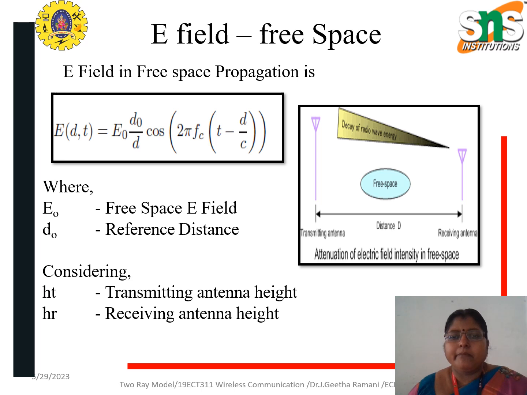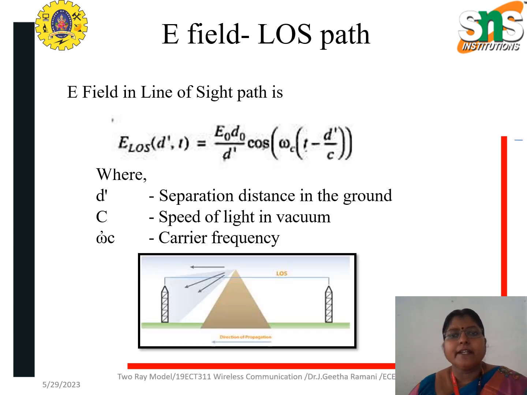So look at this image. When the signal starts traveling from the transmitter to the receiver, the energy of the signal will get decayed, normally reduced, due to various parameters, because the wave is traveling in free space, isn't it?